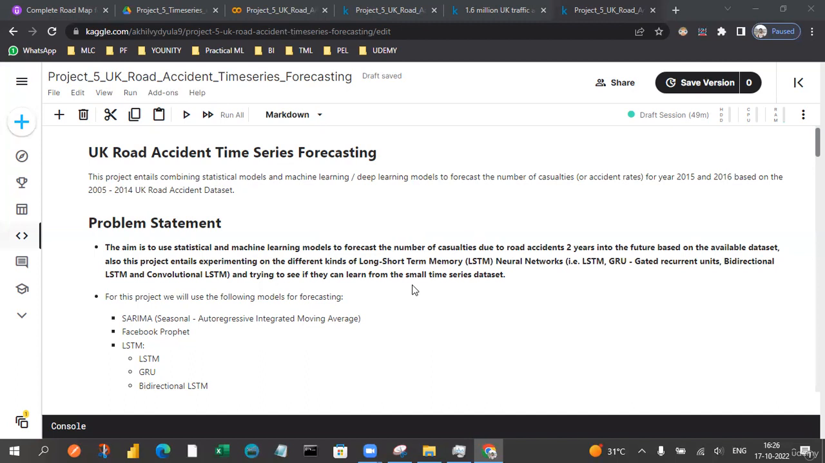In this project, we're going to experiment with different models such as LSTM, long short term memory, and neural networks, along with the GRU, gated recurrent units, and also the bidirectional LSTM along with the conventional LSTM. Let's play around with these different models so that we can enhance the results and conclude at the end.